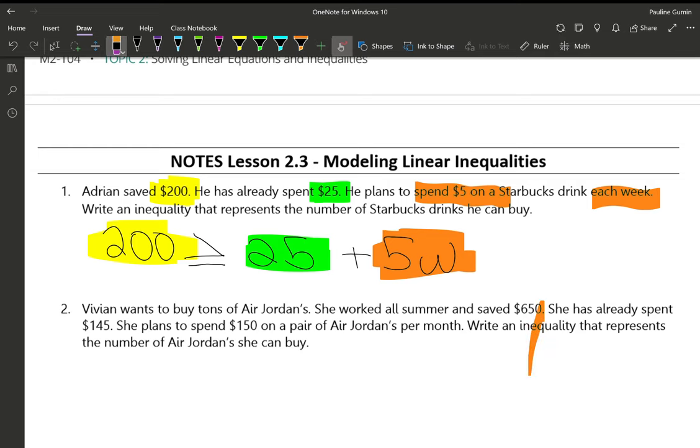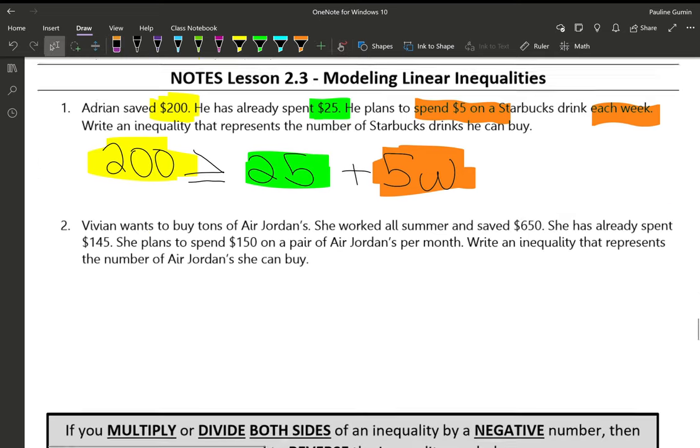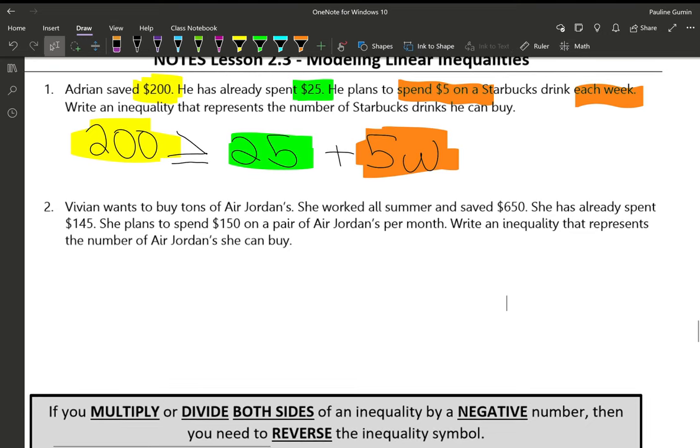Onwards we go. Okay. Vivian wants to buy a ton of Air Jordans. She worked all summer and saved $650. She already spent $145. She plans to spend $150 on a pair of Air Jordans per month. Write an inequality that represents the number of Air Jordans she can buy. Okay, so first, how much did she save? Well, it looks like she saved $650. Let's write that down.